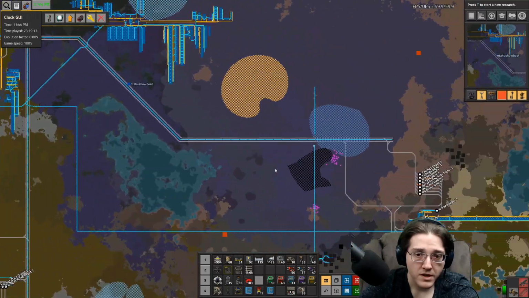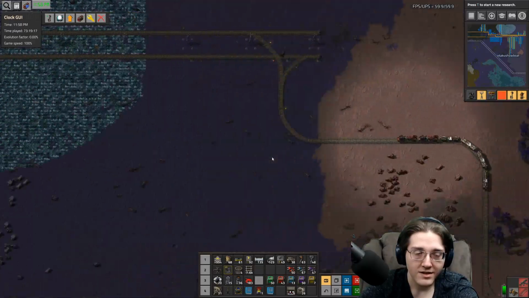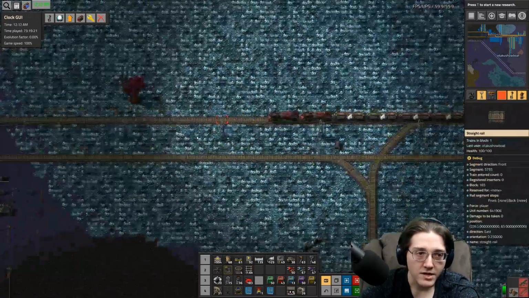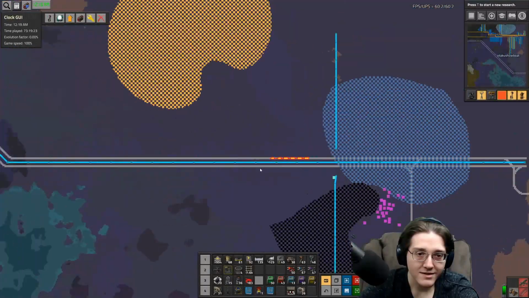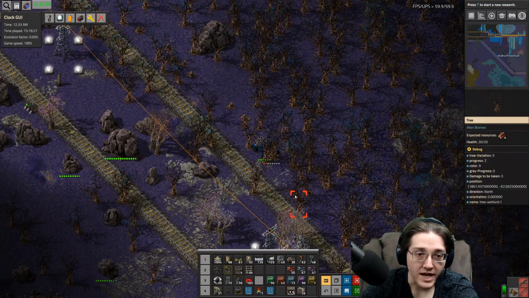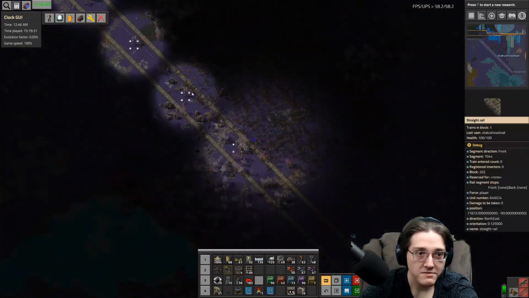There's one. The train moving? The train is now moving! It is now moving all on its own. Isn't it glorious? And it's gonna go here, and then it's gonna no path again, because I don't have it connected to the thing. There it goes.